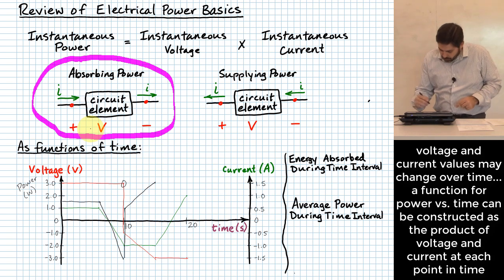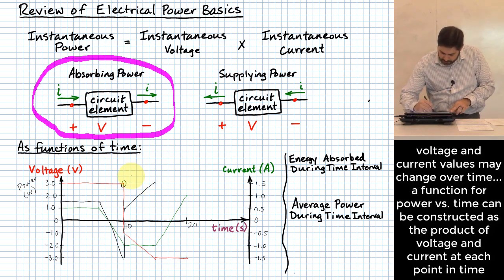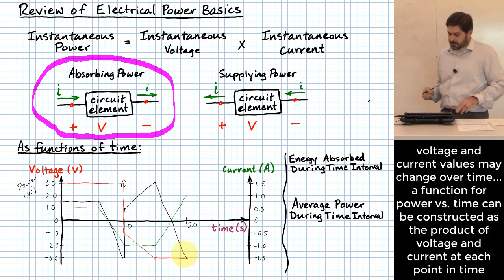All right, and then we have one last segment here. Where does it end up? It ends up where my current goes up to 1 amp, but my voltage is still at -3 volts. So where does this go? Looks like it's probably going to go all the way down to -3 watts. Something like that.